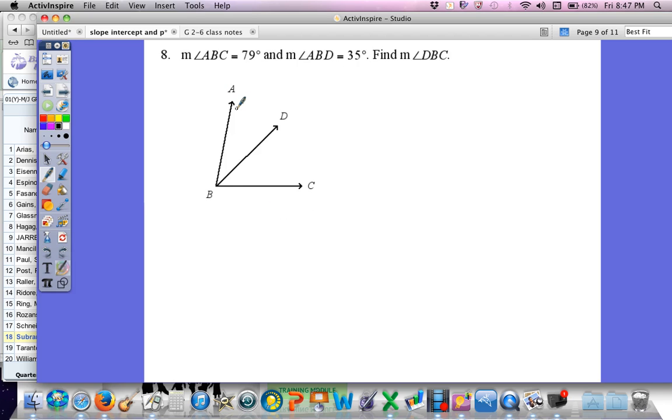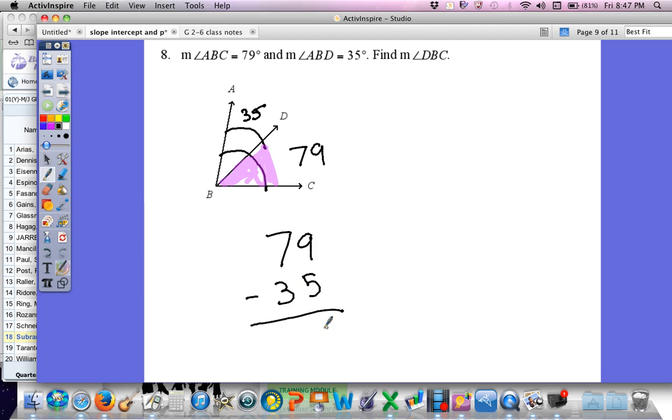Number 8, the measure of ABC. So this whole thing is 79. ABD is 35. They want to know what is the measure of DBC. So we're going to start with 79. We're going to subtract 35. And we are going to get that DBC, the measure of angle DBC, is 44 degrees.